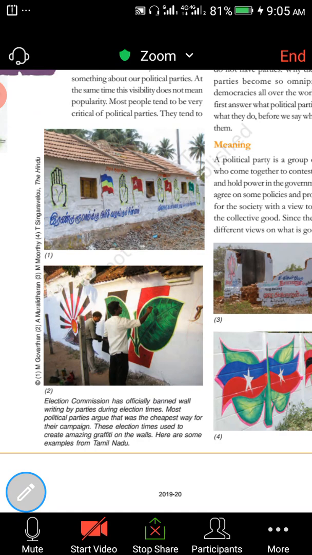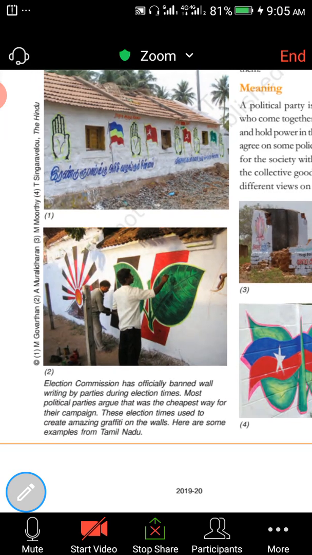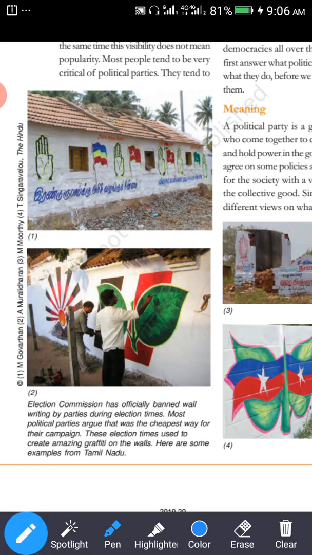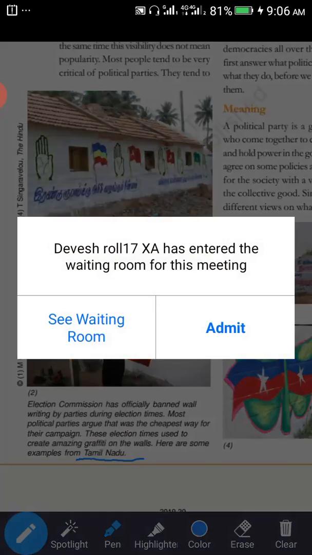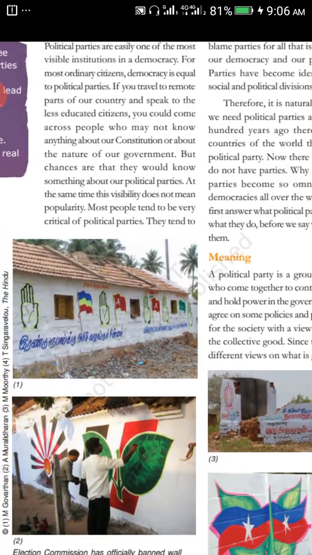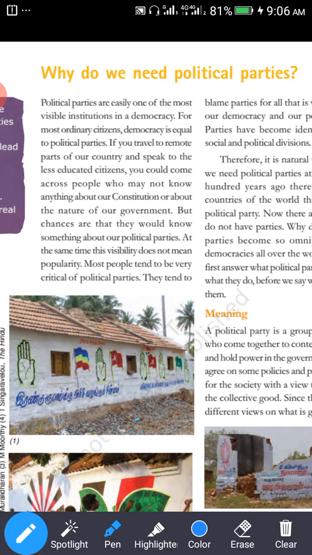The Election Commission has officially banned wall writing by parties during election times. Most political parties argue that it was the cheapest way for their campaign. During elections, they used to create amazing graphics on the walls, and earlier it was more common practice. At which place can you easily see this example? It is Tamil Nadu.